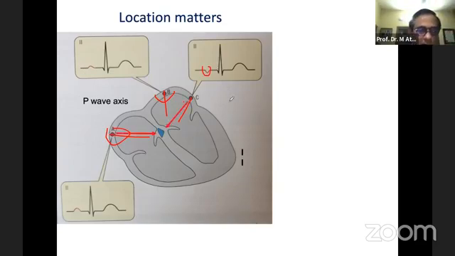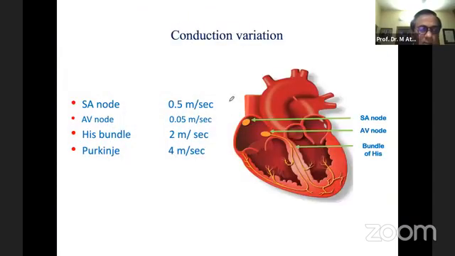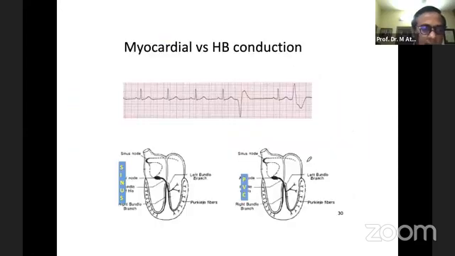Conduction variation is also one of the important properties. The different parts of the conduction system have different conduction speeds, and this is a very unique property of the heart. Because of these variations in the speed of conduction at different parts of the heart, it can maintain synchronization and sequential activation of the different segments of the heart. This is the unique property of the heart itself.